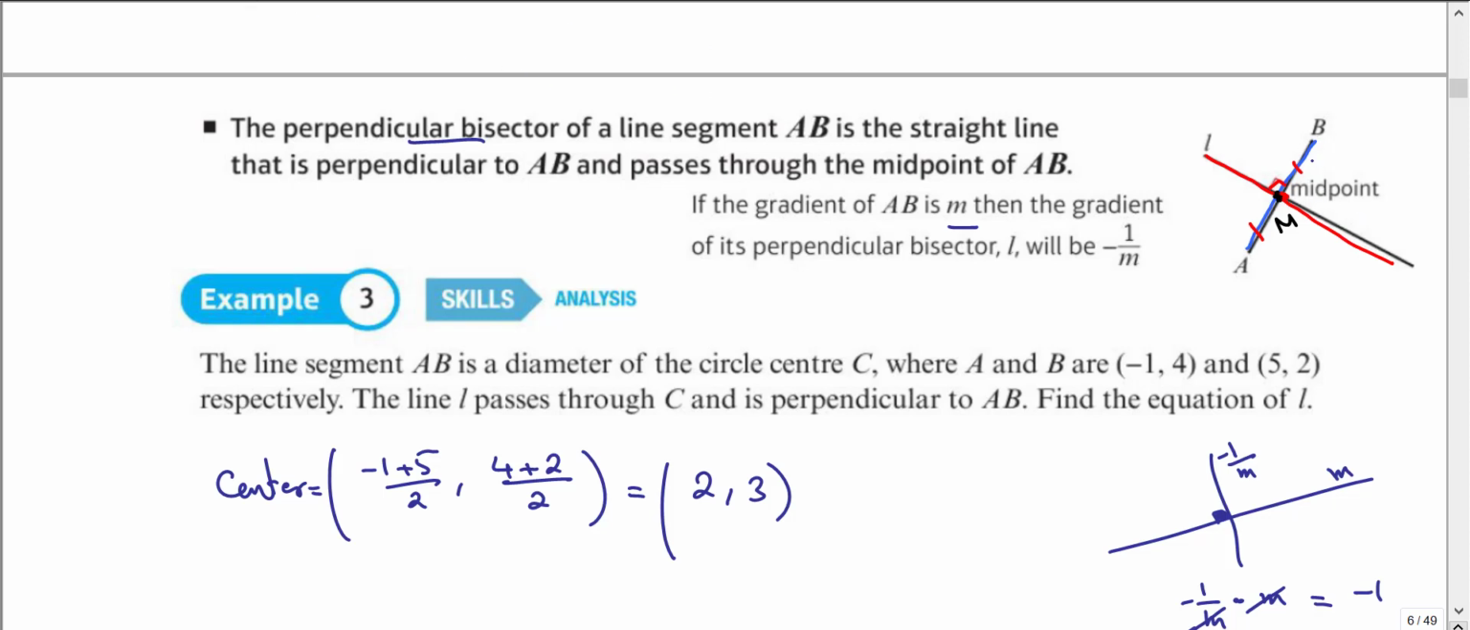If the gradient of the line AB is M, this is the line AB, M, the gradient of L will be what? Can you tell me? If the gradient of AB is M, what is the gradient of L, the perpendicular bisector?